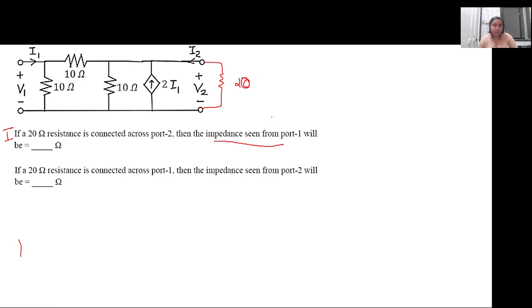Z11, right? Impedance means V1 by I1. So the impedance that will be seen from port 1 is V1 by I1. Z12 is actually V2 by I1. So this is not what we want, because this is the voltage at the output and this is the current at the input. So this won't be the impedance as seen from port 1. In port 1 it will be V1 by I1. So now with this condition we solve for V1 by I1.